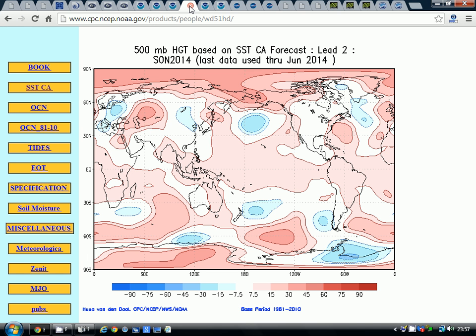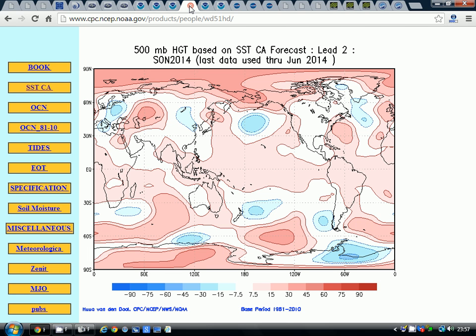Hugh Vandendoel next. Now this is a little bit different. Hugh works for NOAA in the United States, but this isn't a seasonal model. What Hugh is doing here is analog based forecasting. So he takes the sea surface temperature anomalies across the globe at a specific point, in this case in June when these charts were created. So he looks at the sea surface temperature anomalies in June.